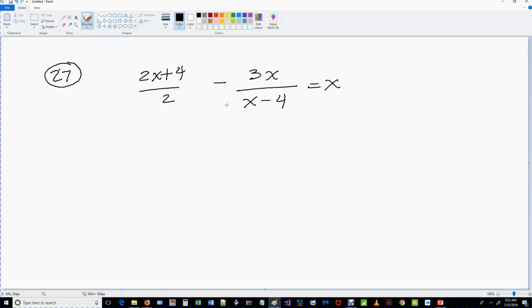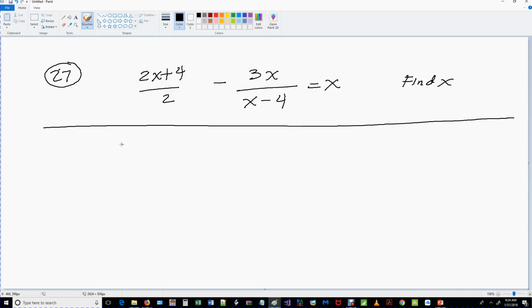Now, before we do anything, notice that one of the denominators is x minus 4. A consequence of that is that x cannot be 4, because if x is 4, this denominator will be 0. So before we actually begin, we need to say that x equals 4 cannot be a solution.